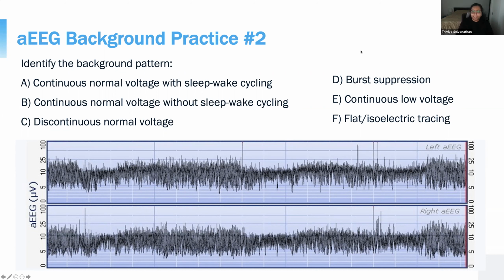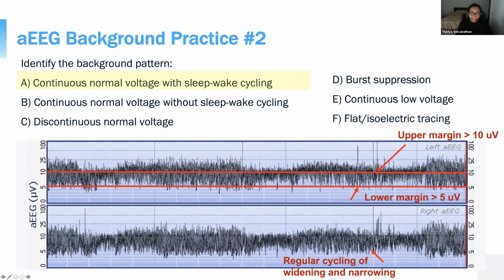I could see that 89% of you voted for continuous normal voltage with sleep-wake cycling, which is the correct answer in this case. This is correct because the upper margin is greater than 10 and the lower margin is greater than 5. And then we have these periods where the tracing gets wider and narrower, and that corresponds to the sleep-wake cycling.